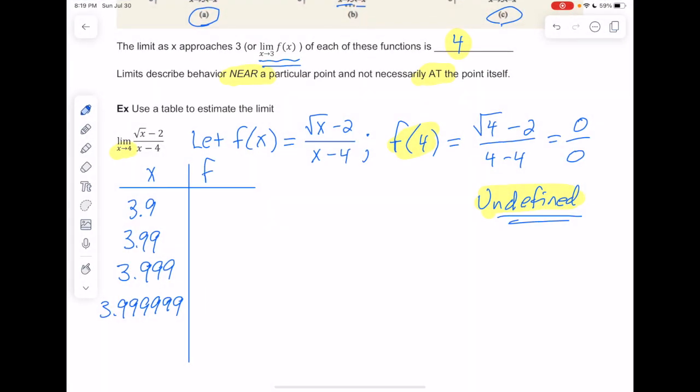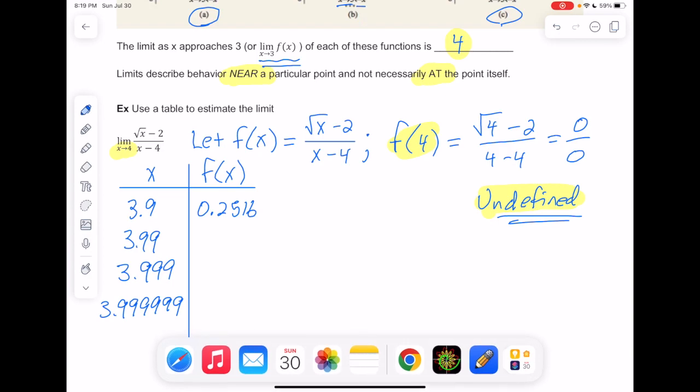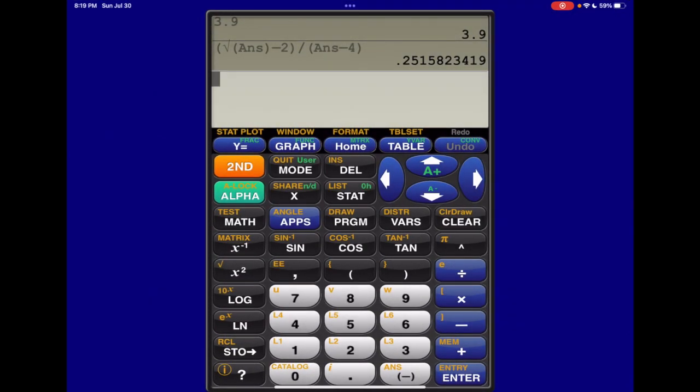So the f of x value was approximately 0.2516. So now let's try getting closer to 4 and see if there's a trend on what the y value is getting closer to. So we're going to go back. I'm going to type 3.99 and press enter. So now that's stored in answer. And if I hit second and enter, it pulls up my last computation.